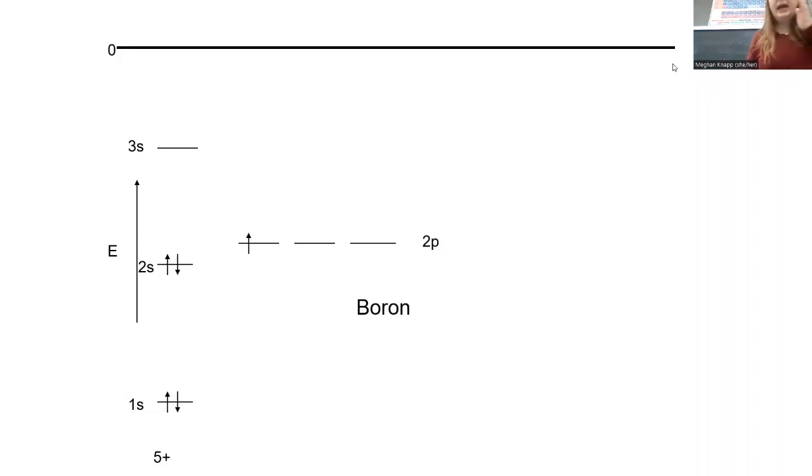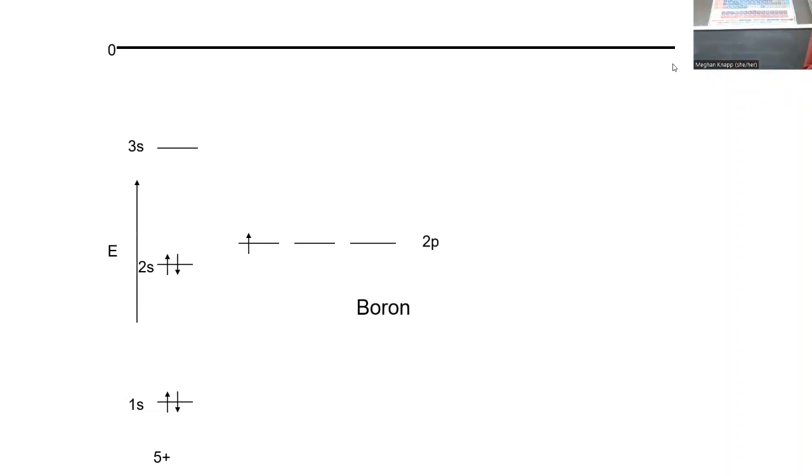So if we look at beryllium, we would be taking an electron from here. But if we look at boron, which is what's illustrated, we'd be taking an electron from a slightly higher orbital. So the higher orbital means that the ionization energy went down a little bit. Okay, so let's look at what happens as we move across the row.